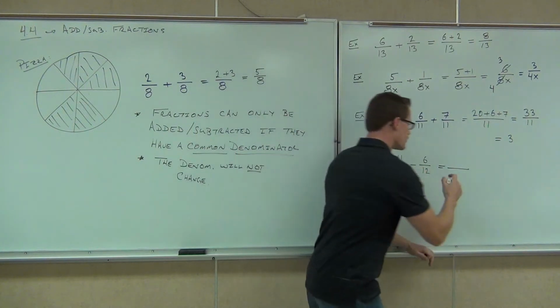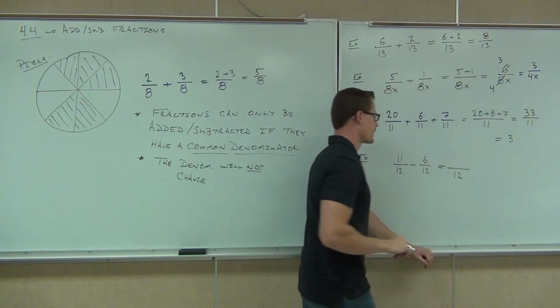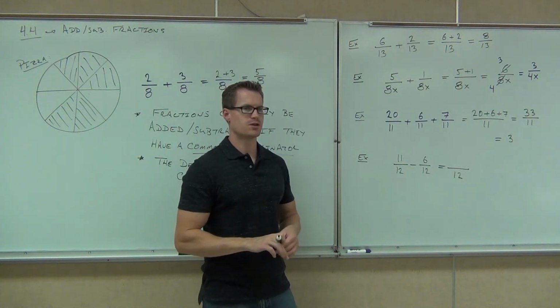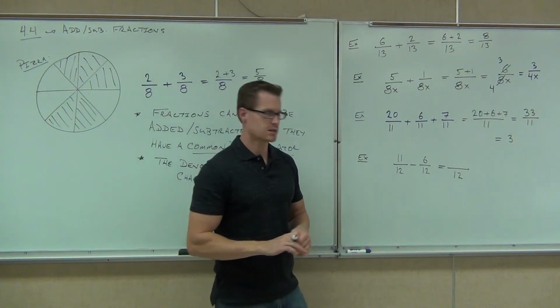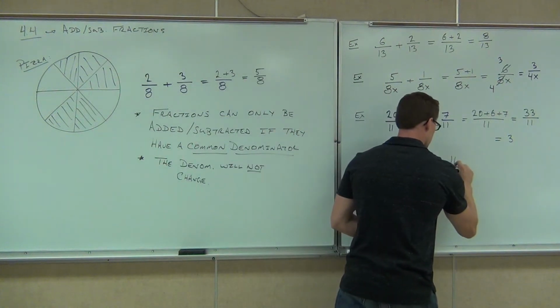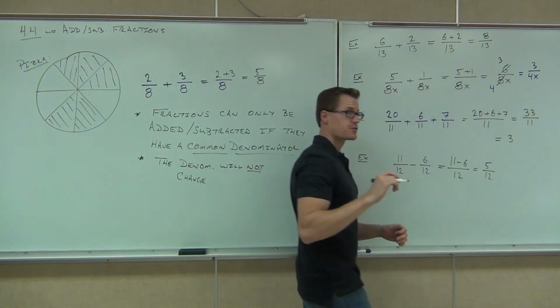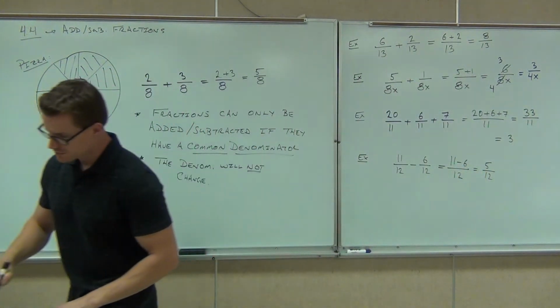So we have 12 and 12. Denominator is 12. On the numerator, what are we going to get? 5. Before you do 5, you're going to write what? 11. That's right. Can you simplify 5/12? Nope. You are done.